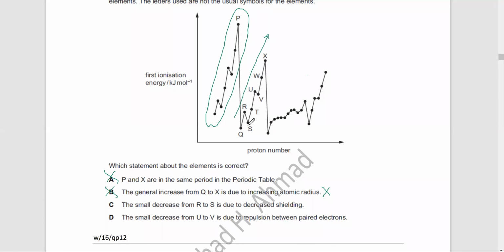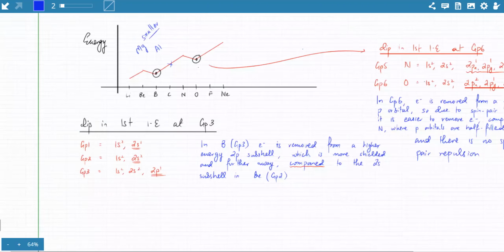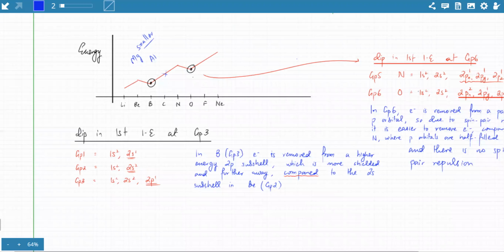R to S is over here. This is group one, group two, and group three. So why is there a dip at group three? Because at group three, you have a new subshell. It becomes easier to remove electrons at group three because the subshell is much further away and it's more shielded as well. And it's a higher energy subshell.